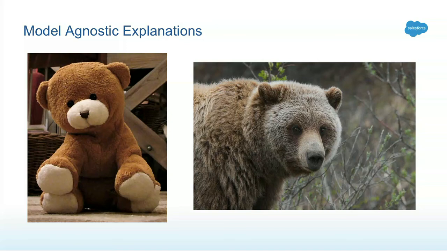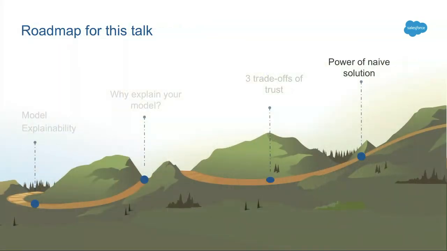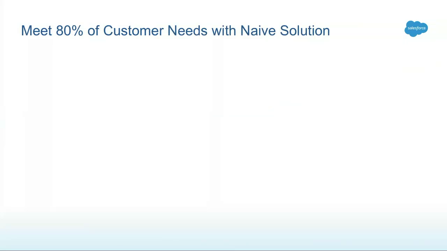All right, and the final part I want to talk about is the power of a naive solution. As we started down this path of trying many different technologies and many different ways to explain our models, we realized that you don't always have to come up with the most sophisticated method. In reality, what we saw is that you can meet 80% of your customer needs with a very naive solution. For instance, if you know the most important factor, just one factor, that's affecting your model, you can turn it into a plain English sentence like so.